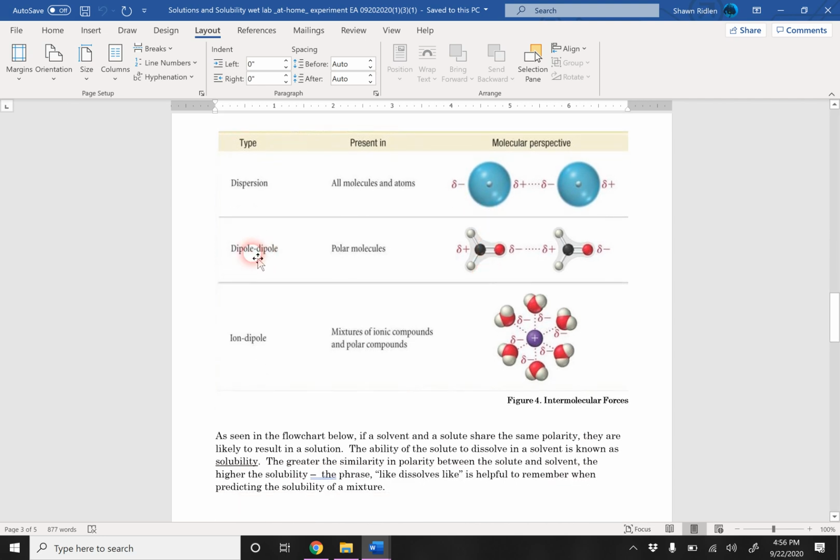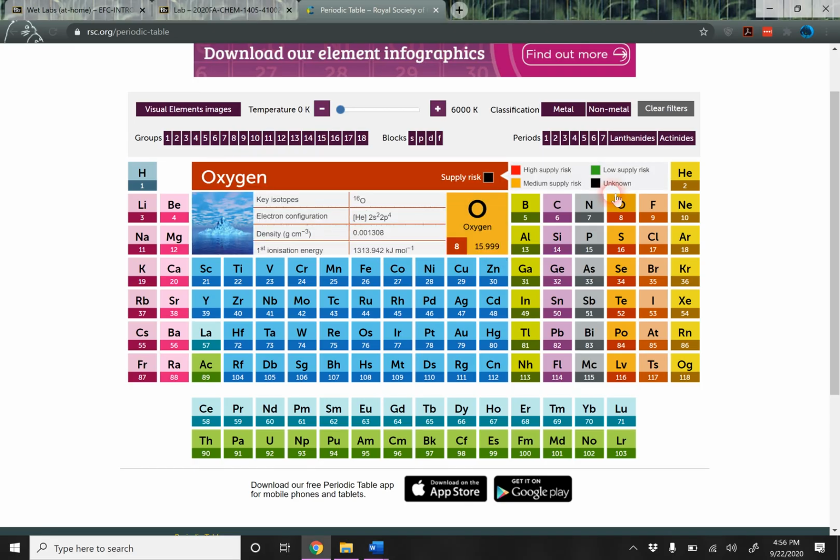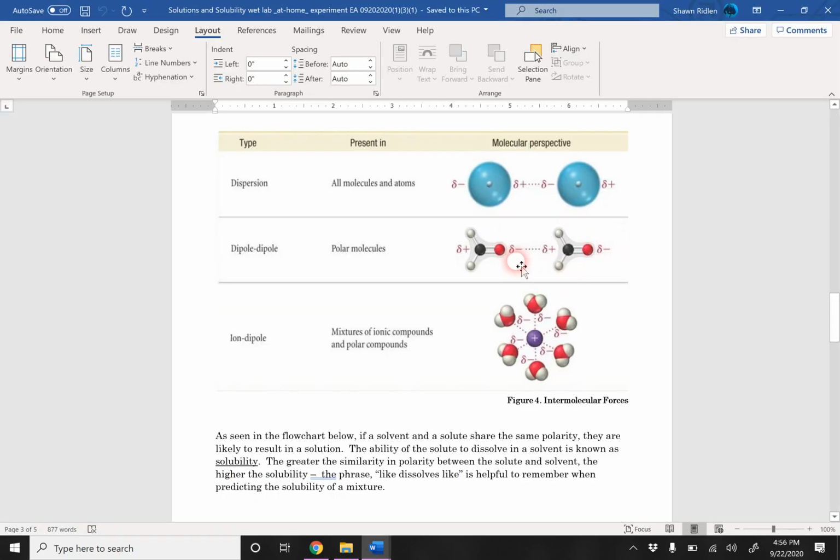Okay, then we have dipole-dipole. And just like what it sounds like, this is the attraction between two dipoles. And we're talking about permanent dipoles in this case, so this is for polar molecules. As you see here, we have an oxygen bound to a carbon bound to two hydrogens. And we know that the oxygen is electronegative. Remember that we found those up in this right-hand corner of the periodic table. So we know that it's going to create a partial negative.